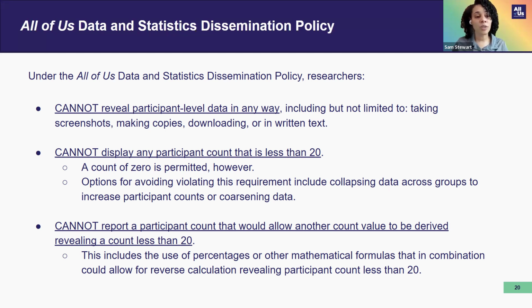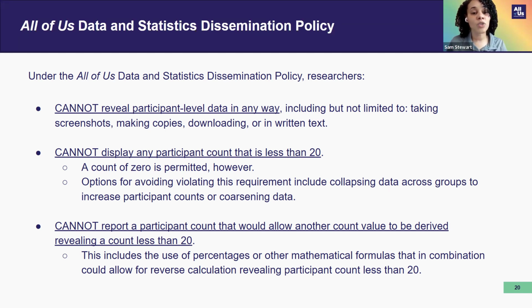As part of your agreement to the data user code of conduct, you will adhere to a few of these policies I'm going over. This is from our data and statistics dissemination policy, but we want to go over the policies that you must follow as a user of the Researcher Workbench. One of them is that you cannot share participant row-level data. That includes any data that constitutes an N equals one. One participant's data may not leave the Researcher Workbench. This includes any screenshots, copies, downloads, or written text about that participant data.